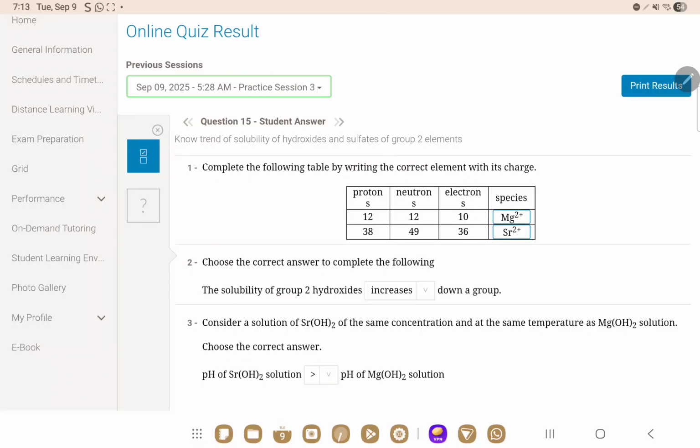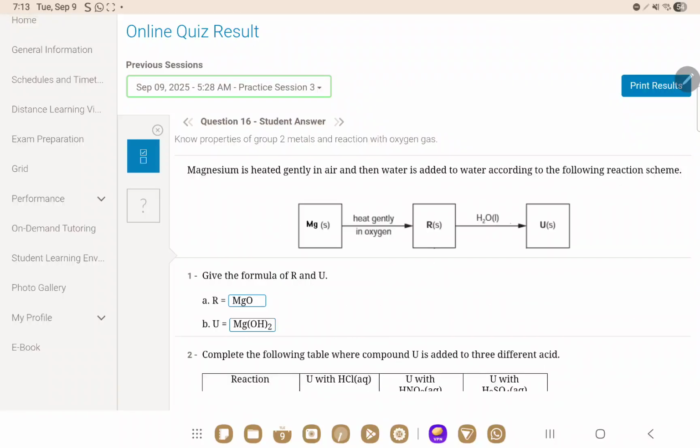Now, complete the following table. The species that has 12 protons, or an atomic number of 12, is magnesium, and 38 is strontium. Now the solubility of the hydroxides increases. A hydroxide that is below another one is going to release more OH ions, so it's going to have a higher pH. So Sr is under Mg, so it has a higher pH because it can release more OH ions. And that's it for this question.